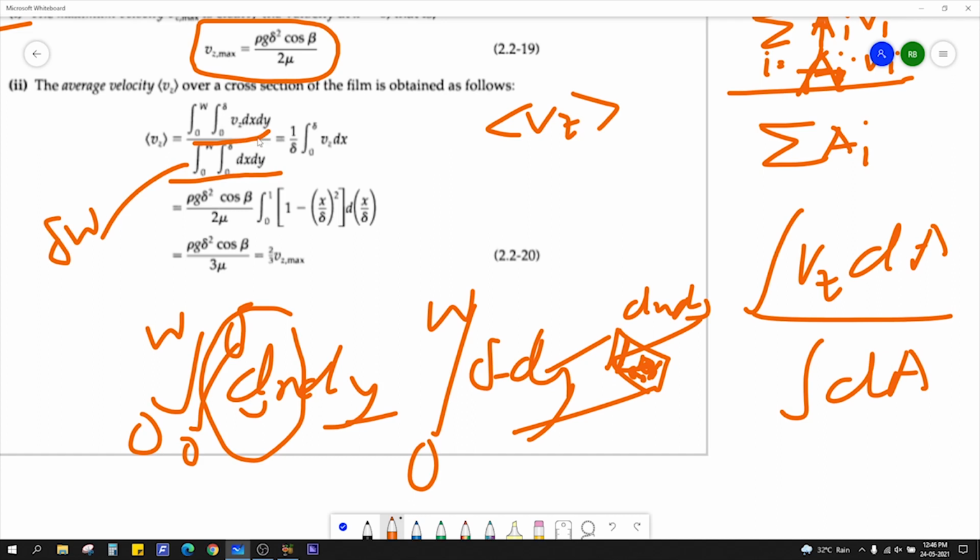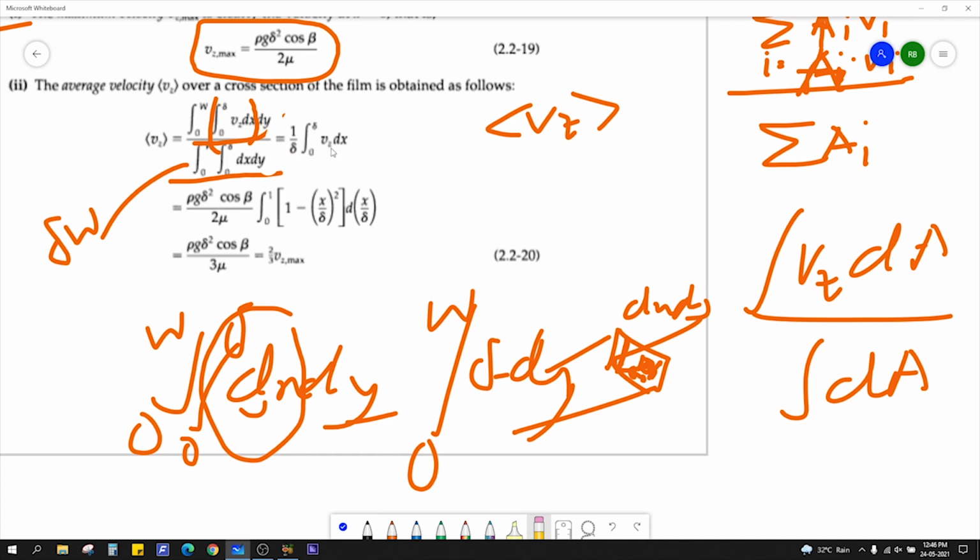First see, v_z is a function of x, right? So you can keep it. However, if you integrate v_z dx with respect to y, it is constant with respect to y. So you can easily integrate dy separately. So 0 to w dy is nothing but w. So w comes here and we have w delta here, right, and 0 to delta only for this, because v_z is a function of x. So w cancels out, and it is nothing but 1 by delta only.